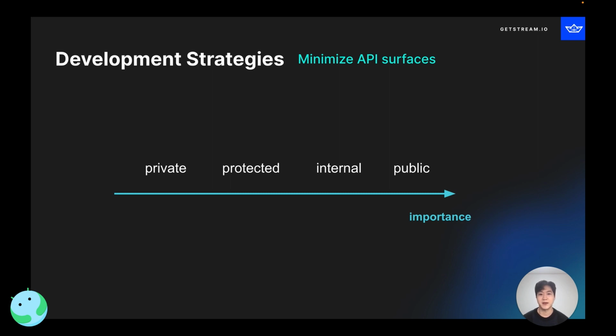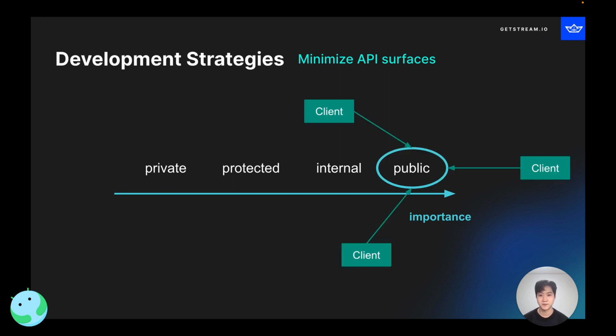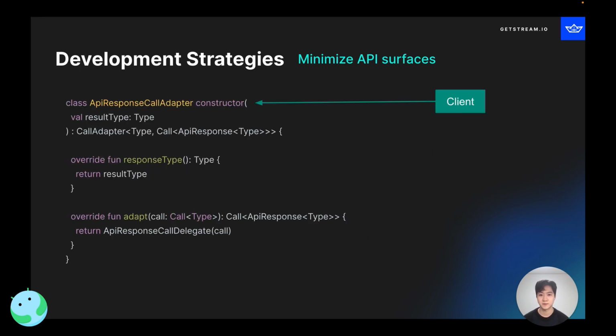To minimize the API surfaces as much as possible, we should think about the visibility modifiers. In Kotlin, if we don't clarify the visibility modifier, the default visibility is public. So that means external clients can access and depend on the interfaces without restrictions. So let's see an example of a random class. As you can see, if we don't clarify the visibility modifier, library users can access the class.